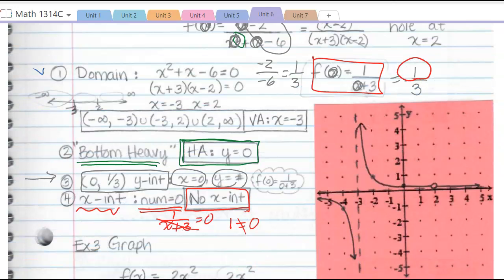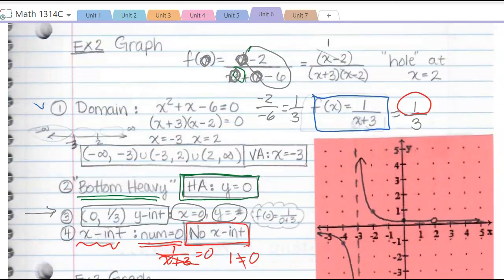We are now ready to graph. Remember that our f of x in reduced form was f of x is equal to 1 over x plus 3. And we talked about how we knew how to graph that: it would be our parent function of 1 over x, moved 3 units to the left. That's how we get our vertical asymptote here. We can also graph it by using our information here. We know our horizontal asymptote is going to be y is equal to 0, or the x-axis.